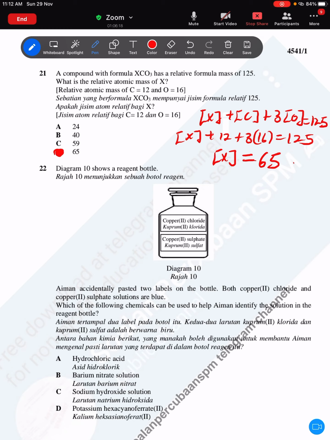Diagram 10 shows a reagent bottle. Okay, copper chloride, CuCl2. Why is it mixed? Wait, later we will see. CuCl2 and CuSO4. Okay.